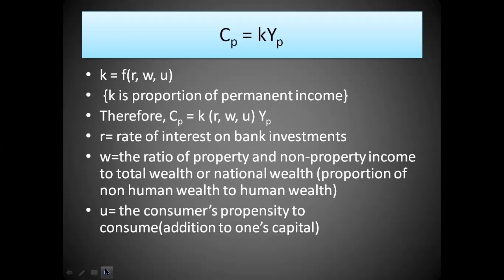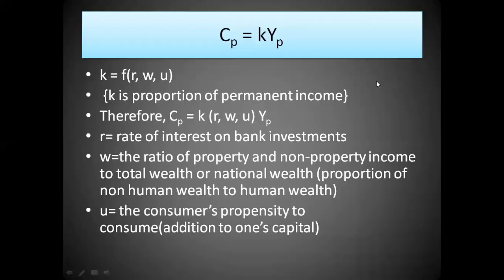and ultimately your consumption will also fall. Now the next thing, which is W, which means the proportion of non-human wealth to human wealth. So it means that अगर आप अपनी non-human wealth को add on कर रहे हो, which is nothing but the addition in investment in gold and any other asset, then if you are adding more non-human wealth, in that case, again, the value of K will increase.